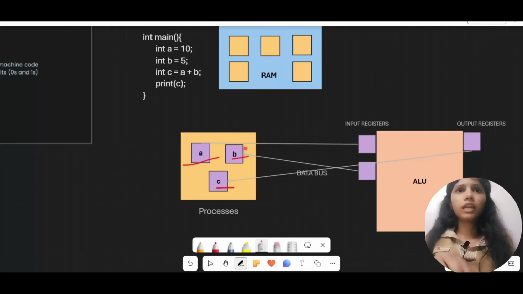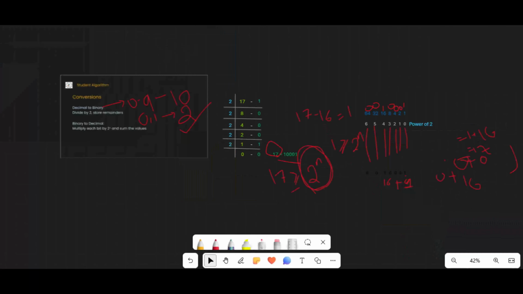The RAM will be creating a different number of processes. In each process, different variables will be stored. The ALU will be taking the input from the input registers, performing certain operations, and producing output through the output registers. So this is exactly what happens behind the compilation. Now let's move into these conversions, where we will be converting decimal to binary and binary to decimal.